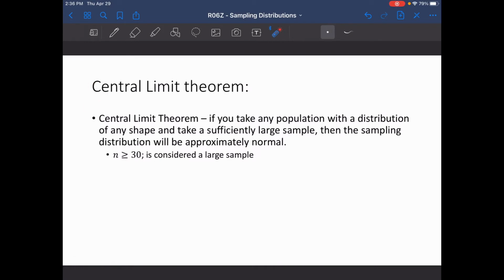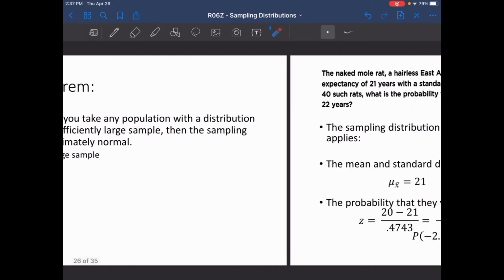Remember that our central limit theorem, hopefully you remember this, is if you take any population with a distribution of any shape and take a sufficiently large sample, then the sampling distribution will be approximately normal. And so in order for our central limit theorem to be met, and this is only when we are looking at means, or sampling distributions that have to do with means, not proportions, if our sample size is greater than 30, it is considered to be a large sample.